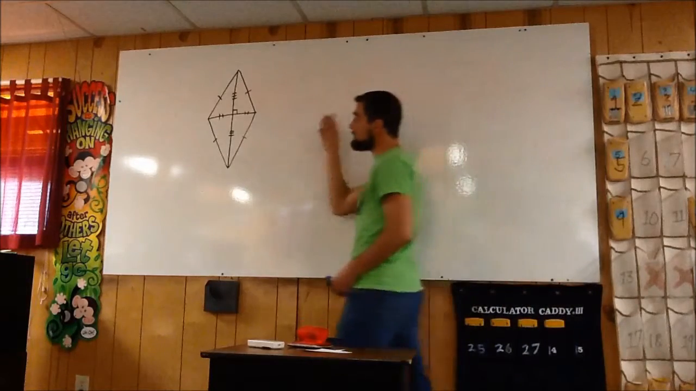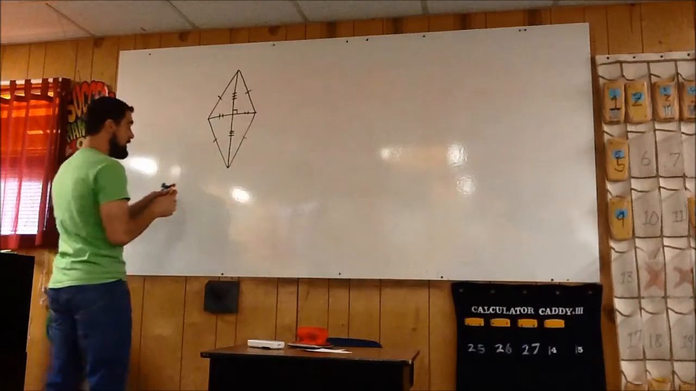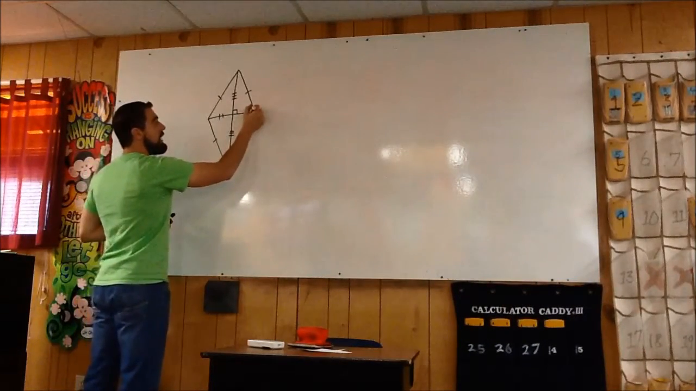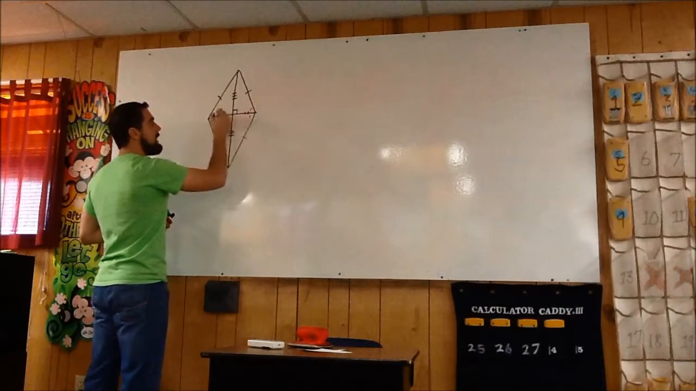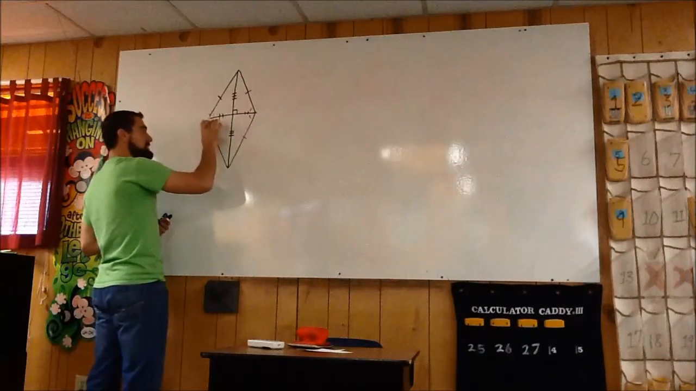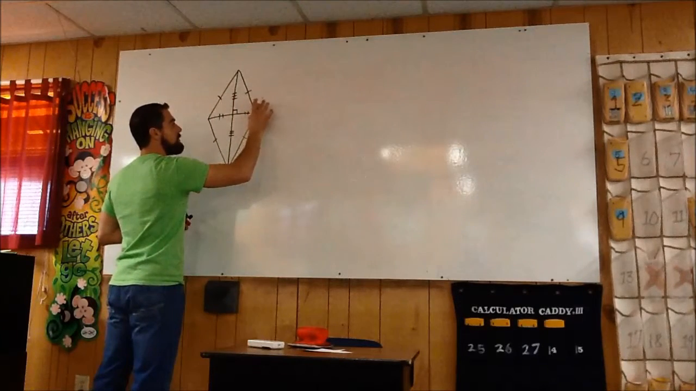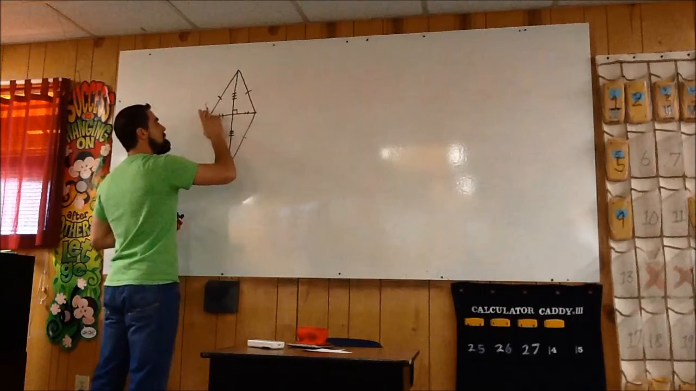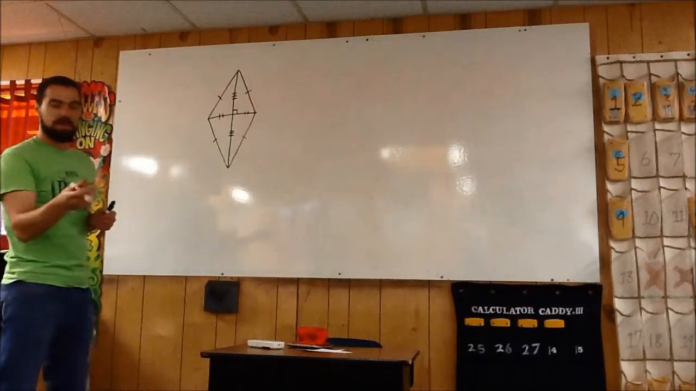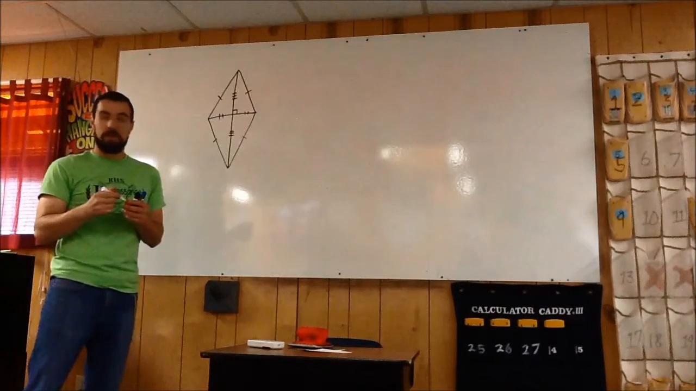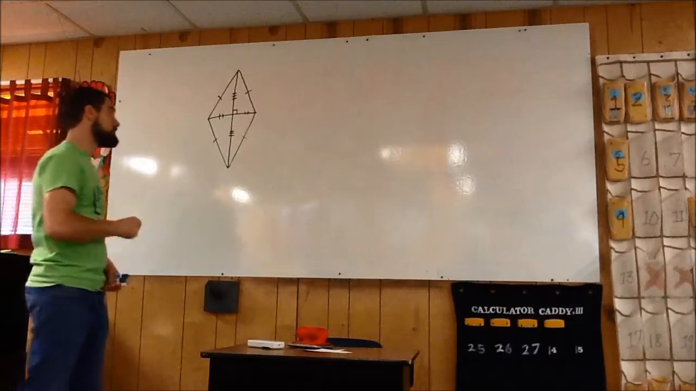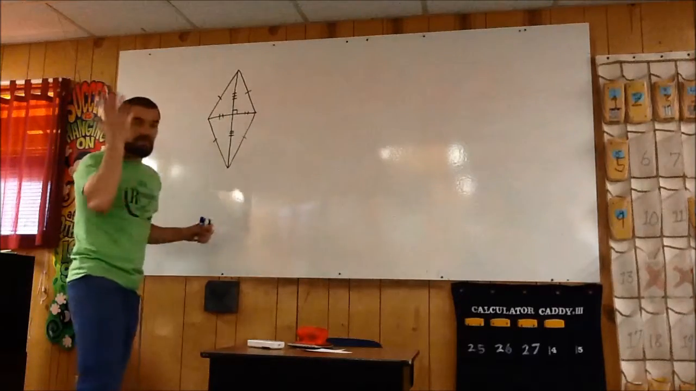Angle side. Well, with what's marked, we couldn't use that, but we do know that the diagonals bisect those opposite angles. So that is an option, but using what's marked, what else can we use? There's still one more. Hypotenuse leg.